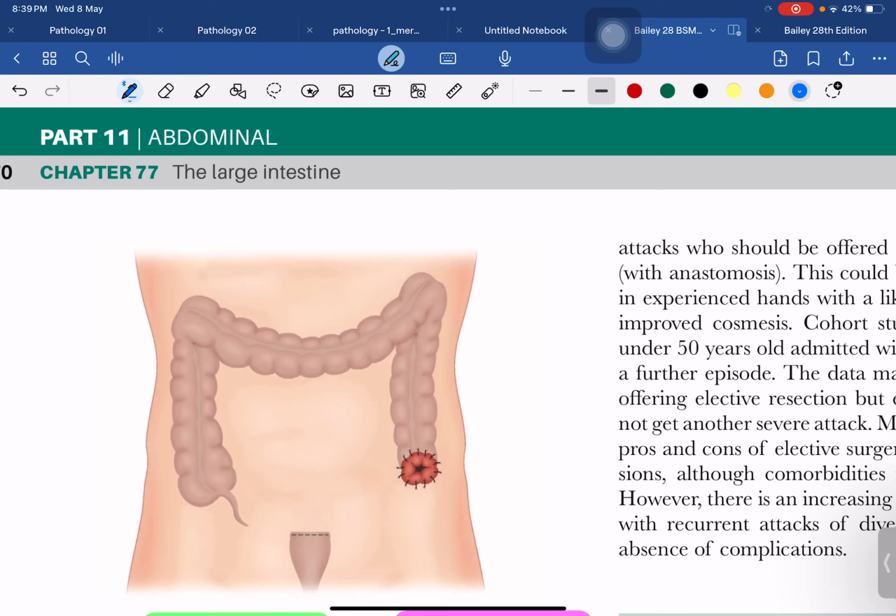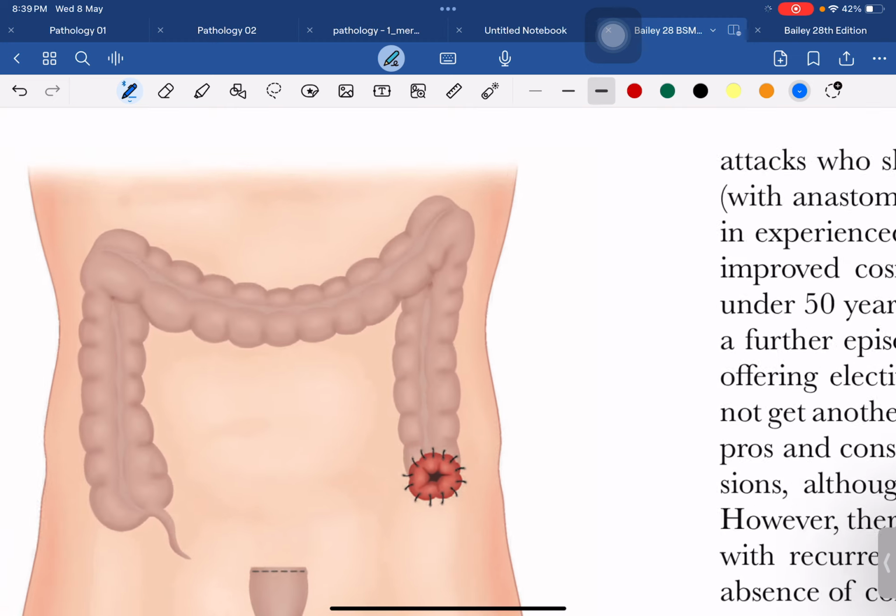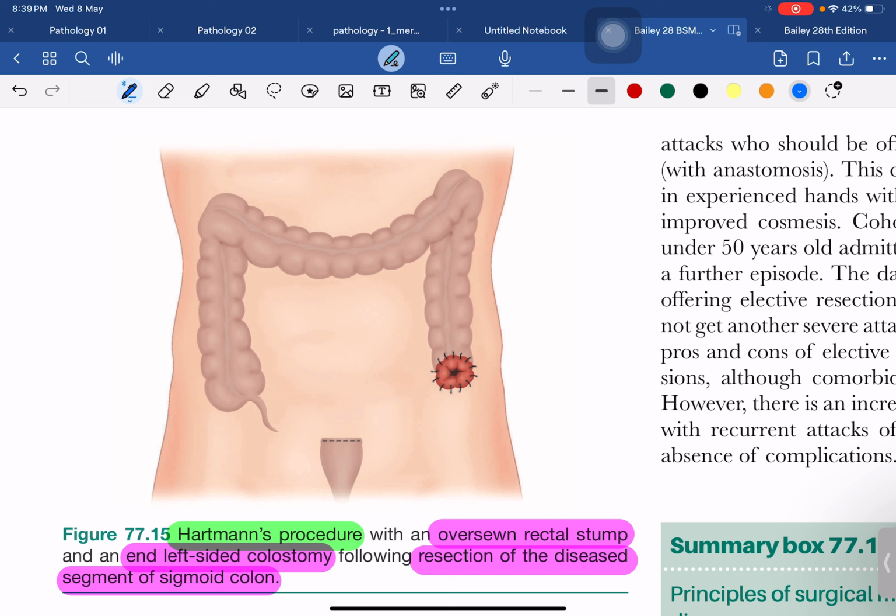Welcome to today's class. Today's topic is the Hartmann procedure. The Hartmann procedure is one of the surgical bypass operations performed in an emergency situation. So what happens? This is the normal gut.